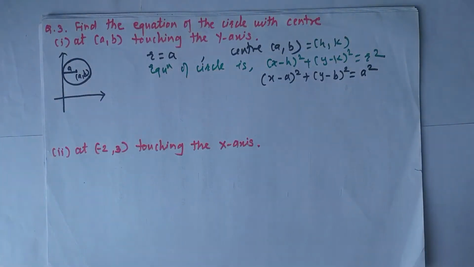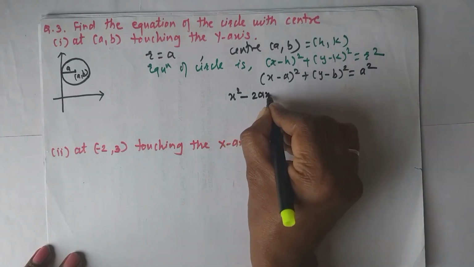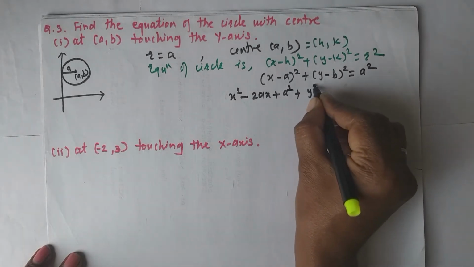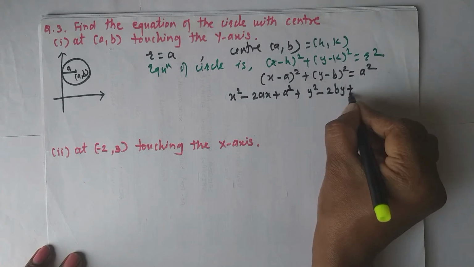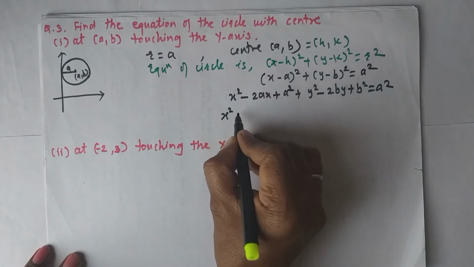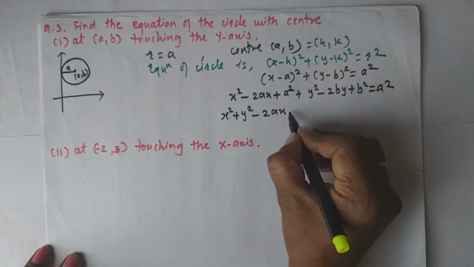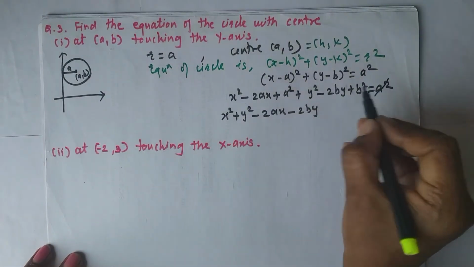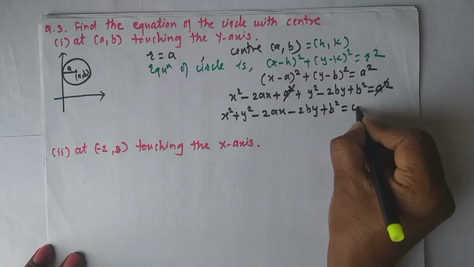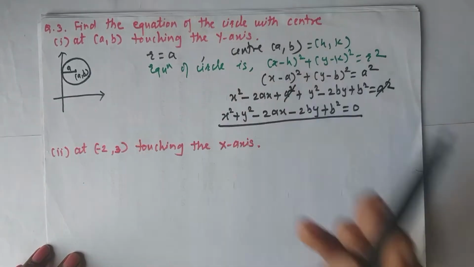Okay, now we will simplify this. Then this will be x square minus 2ax plus a square. Now expand the second bracket. This will be y square minus 2by plus b square is equal to a square. In the next step, you write down first term of x square, then term of y square, then term of x, then term of y. Okay. Now this a square and this a square will get cancelled, and what remains here? Only b square remains. This is your equation of circle with center at (a, b) and touching y-axis.